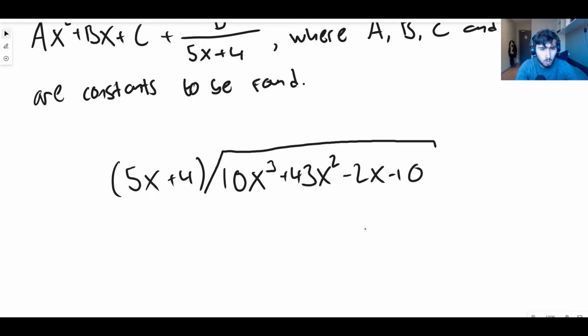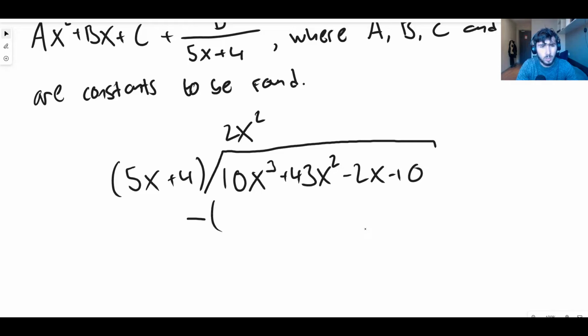So how do we do it? Well, remember, we take our first term, and we divide it by the x term. The x term this time is 5x. So we do 10x cubed divided by 5x. That gives us 2x squared, okay? I hope that we can see that. That's going to be 2x squared for us. So we put 2x squared up here, just like that.